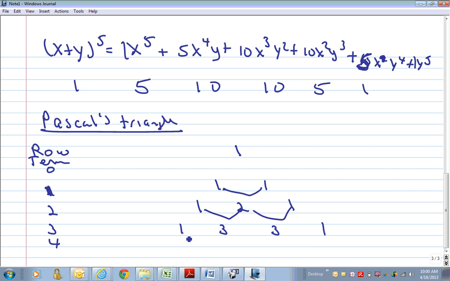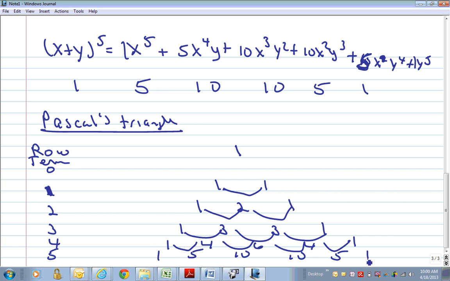For the fourth, we have 1. 1 and 3 is 4. 3 and 3 is 6. 3 and 1 is 4, and 1. Finally, we would continue this pattern, but for the fifth one, the one we're talking about, notice we have a 1. 1 and 4 is 5. 4 and 6 is 10. 6 and 4 is 10. 4 and 1 is 5. And then 1. Those are where our coefficients come from, and that makes it really easy to know the coefficients.